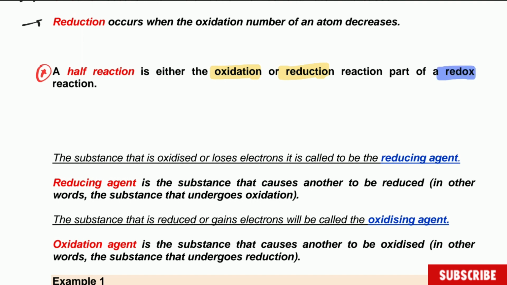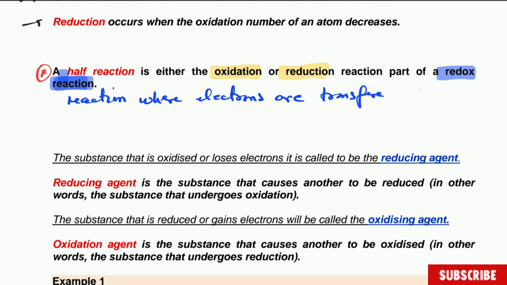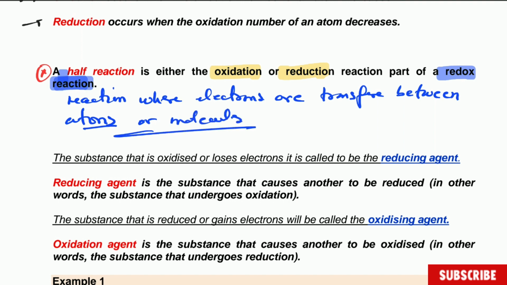So let's write down what a redox reaction is. It is a chemical reaction where electrons are transferred between atoms or molecules. In other words, it is an oxidation-reduction.